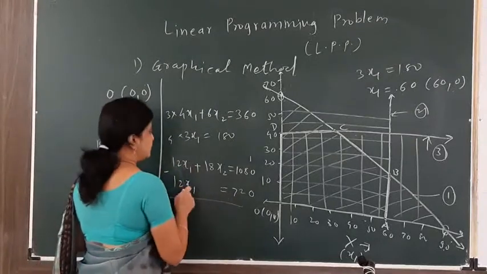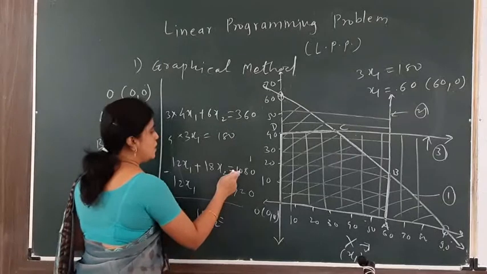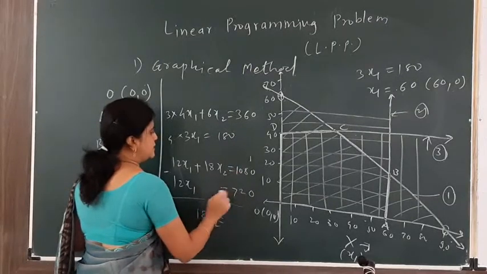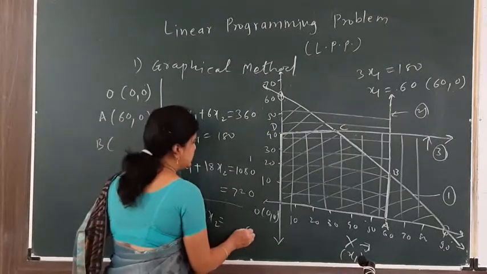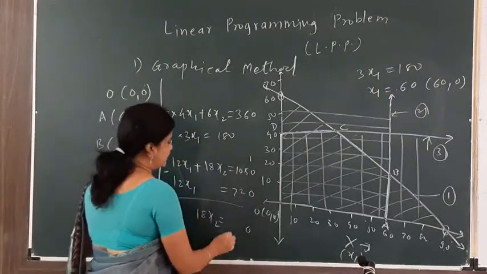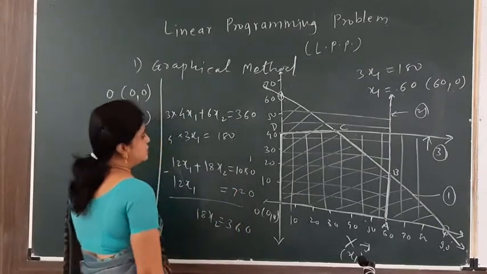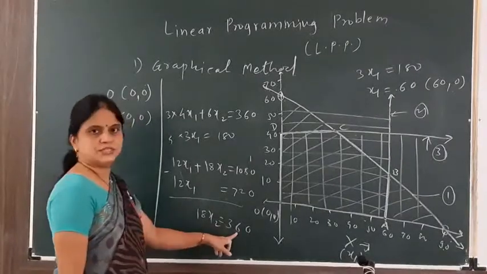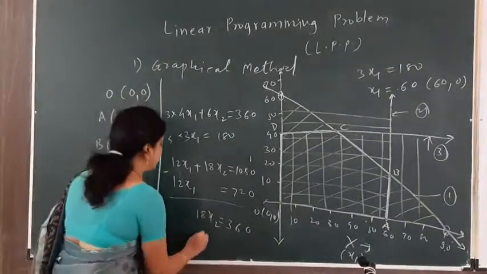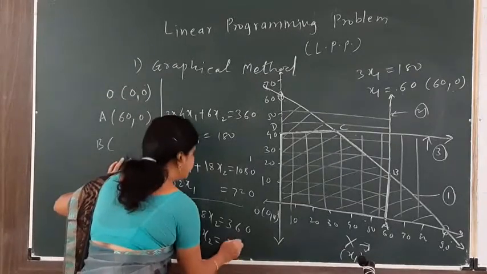What do I get? The 12x1 will get cancelled. I have 18x2 is equal to 1080 minus 720. 1080 minus 720, what does it come to? See, 0. 8 minus 2, that means it is 6. And 10 minus 7, that means it is 3. So it comes as 360. So 18x2 is equal to 360. So what about the value of x2 now? x2 comes as 20.